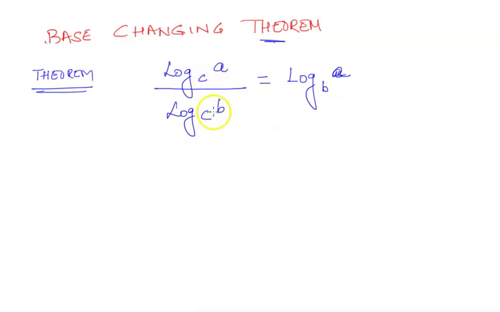Right? So what does that mean? The base c is not appearing in the right hand side, so it doesn't matter whatever the base is. What you can simply write is the log a, which is the numerator, and you can change the base to the value of the denominator, log a to the base b. Let's prove this theorem.